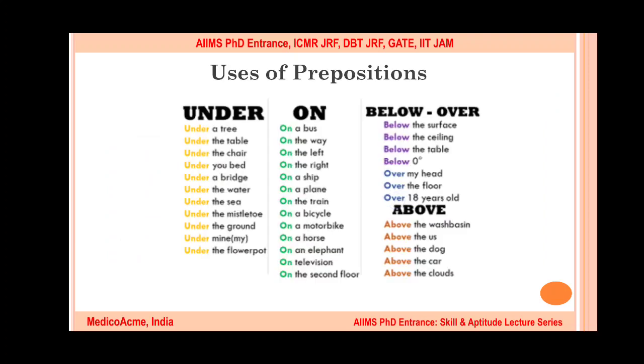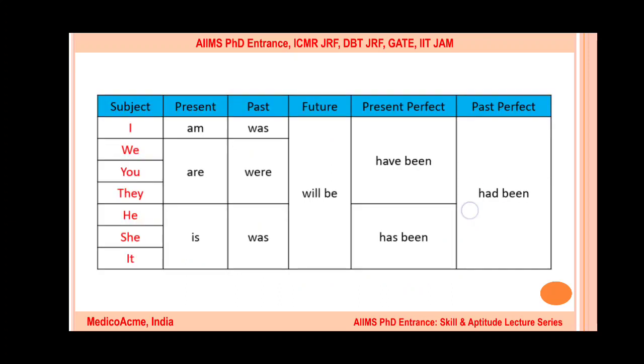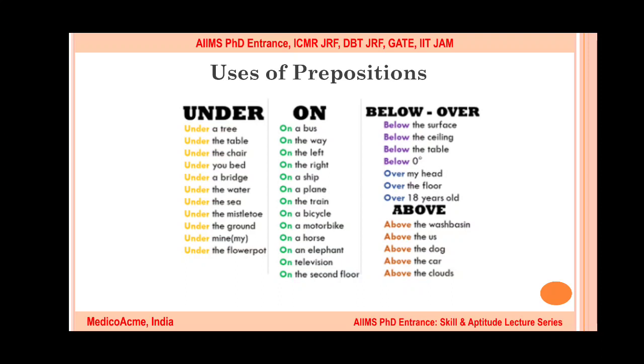Guys, now about the uses of prepositions. I have told you that the verb and the preposition are the main important focus of the lecture. There are many prepositions like under, on, below, over, above, off. Again revise: what does a preposition do? A preposition basically tells the spatial arrangement, or spatial location, of a thing. Under a tree, under the table, for all these things under is used. You can go through it.